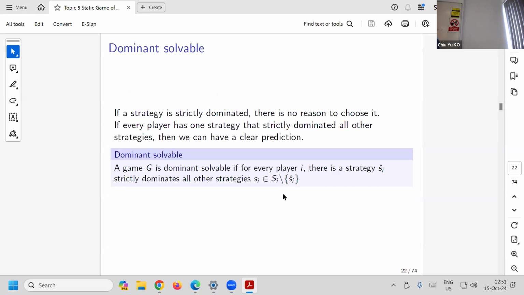Now, if every player takes out their stupid strategies and the only thing left for every player is one strategy, then we call that game dominant solvable, okay? So then it's very clear that if no player is believed to be crazy, right? Then that would be the prediction we have.